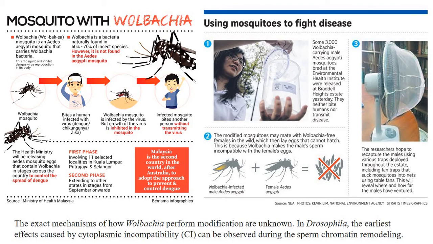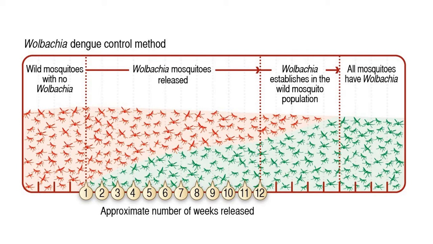So the sperms are not able to remodel their chromatin well, and so these sperms are not fertile, not able to provide the correct DNA to be able to fertilize the egg.